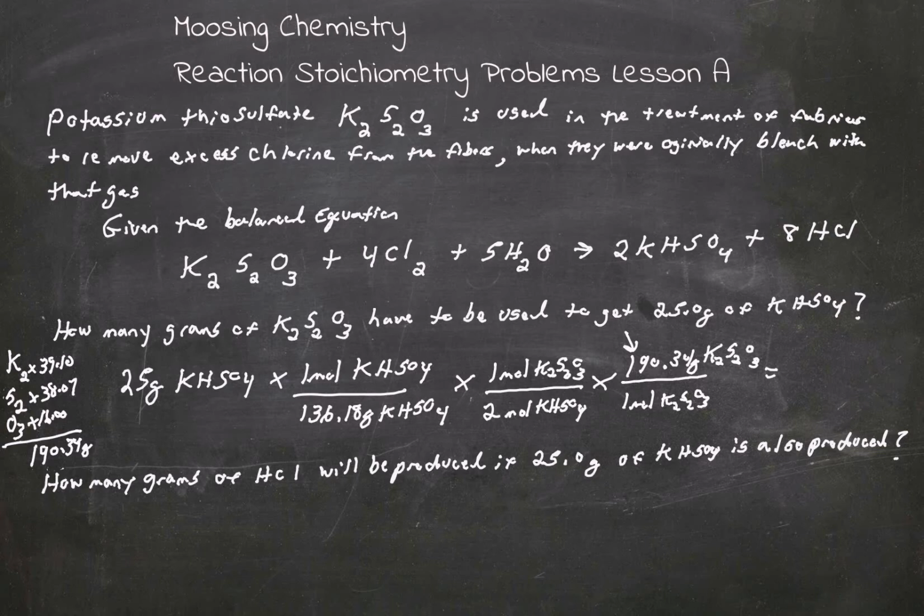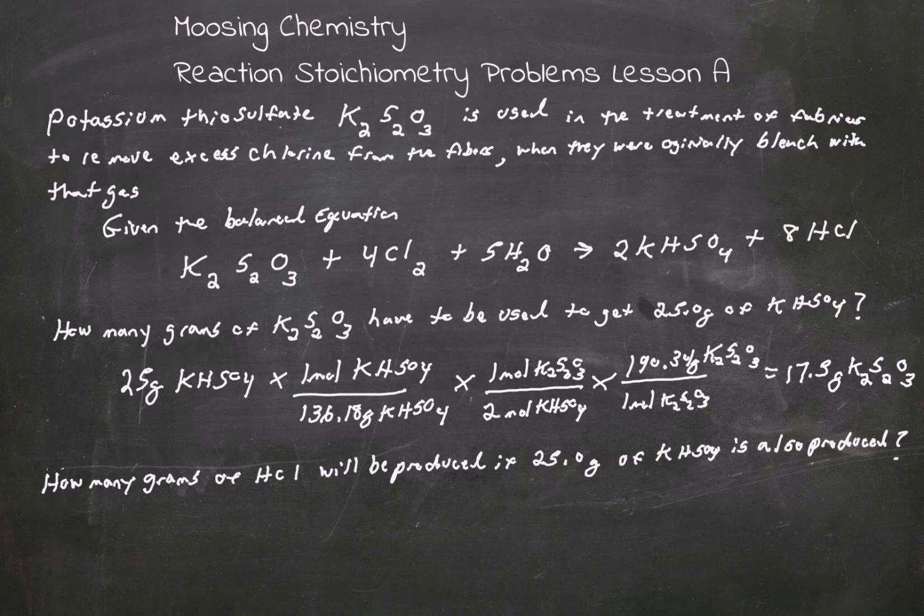Let me erase this to clear up some space so that we can see a little bit better. So this is pretty much easy. We're just turning grams into moles and moles into grams, and finding relationships between the two. That's all reaction stoichiometry is. It's not hard. That answer is going to give me 17.5 grams of K2S2O3.